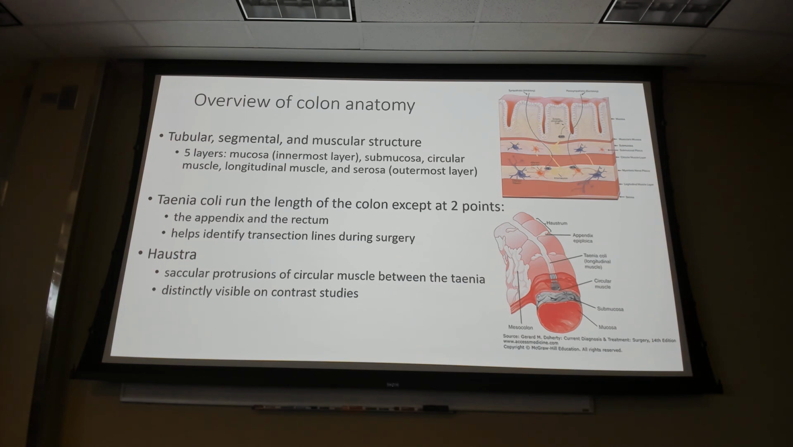We're just gonna talk about the layers and the muscular structure we have in the colon. And these kind of help us, like the tinea go the whole length of the colon except for the appendix and rectum. So these kind of help us identify where we're gonna do surgery in the colon. And then obviously you have your haustra, which has your circular muscle, and this is what helps move all your food through the GI tract.